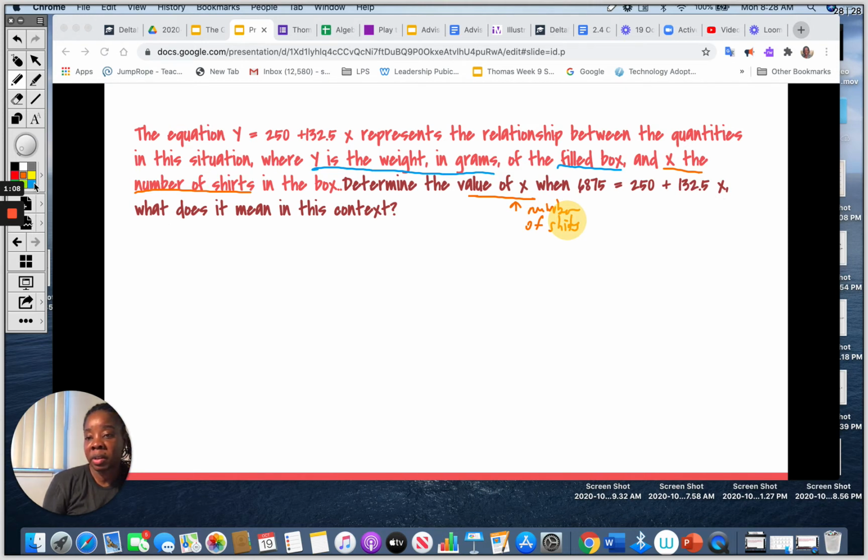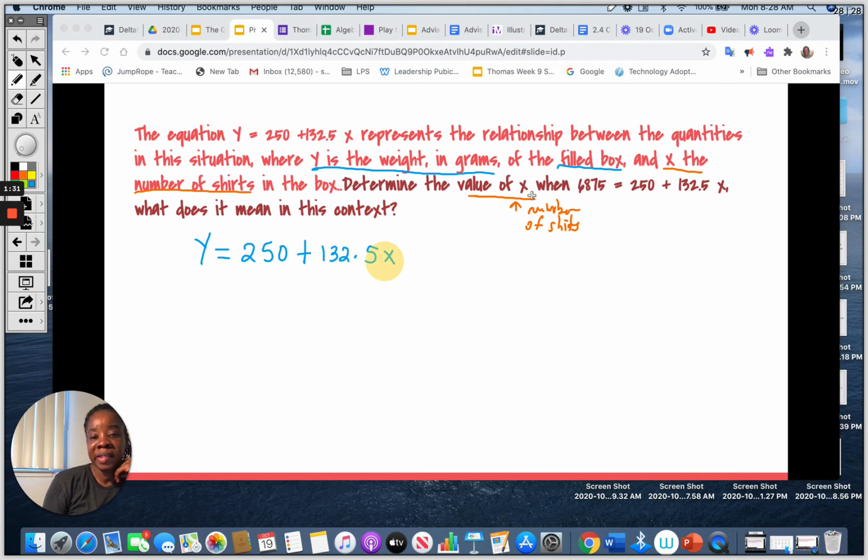So we always want to start out with our original equation, which is y is equal to 250 plus 132.5x. And remember, this gives us the total weight of the box.